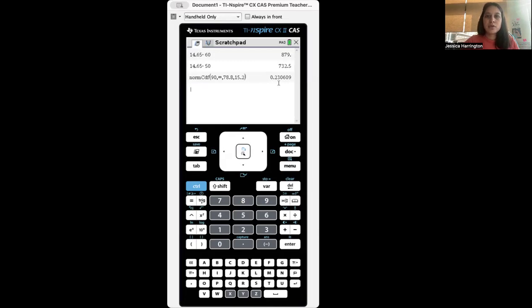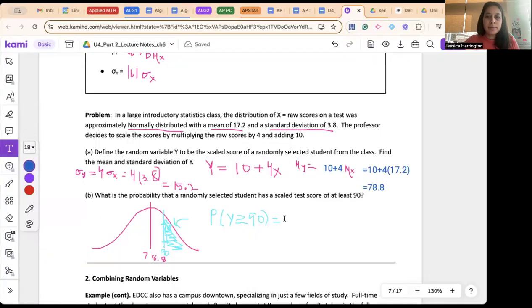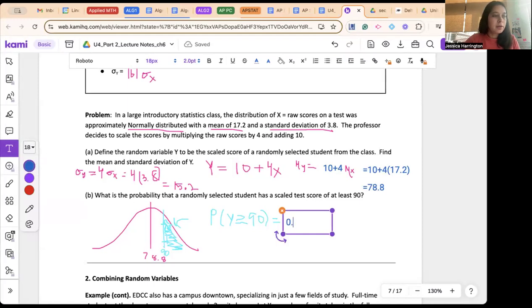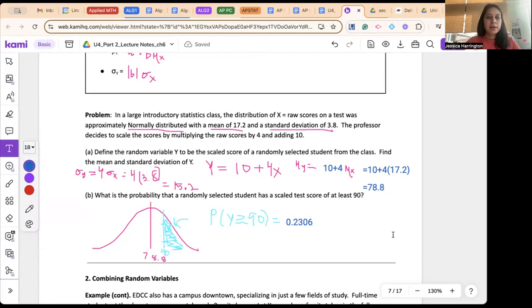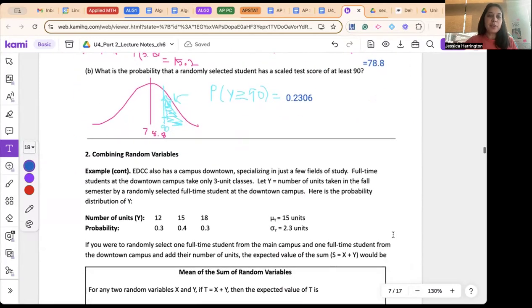So let's switch. Zero point 2306. Okay, so the probability of a randomly selected student having a score of 90 or above is about 23%. Okay, so now we're kind of putting all those things together from the first unit to this one. Let's keep it moving. And now we're going back to that community college example.